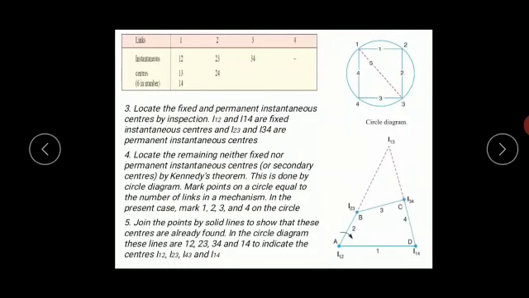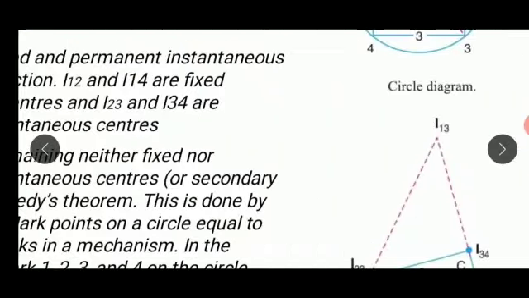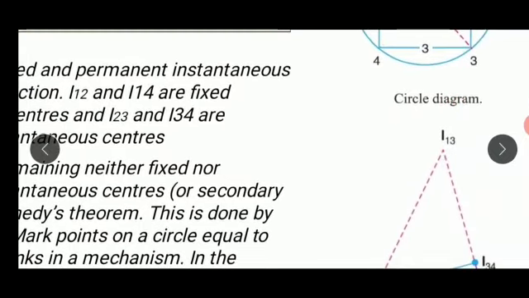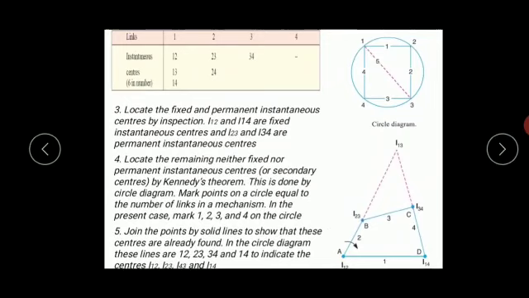From these instantaneous centers, let us draw the projection lines, and we should draw them such that these lines meet at a common point. This common point is going to be an intersection here, and that intersection point will be I13. So this is the fifth instantaneous center, that is I13.